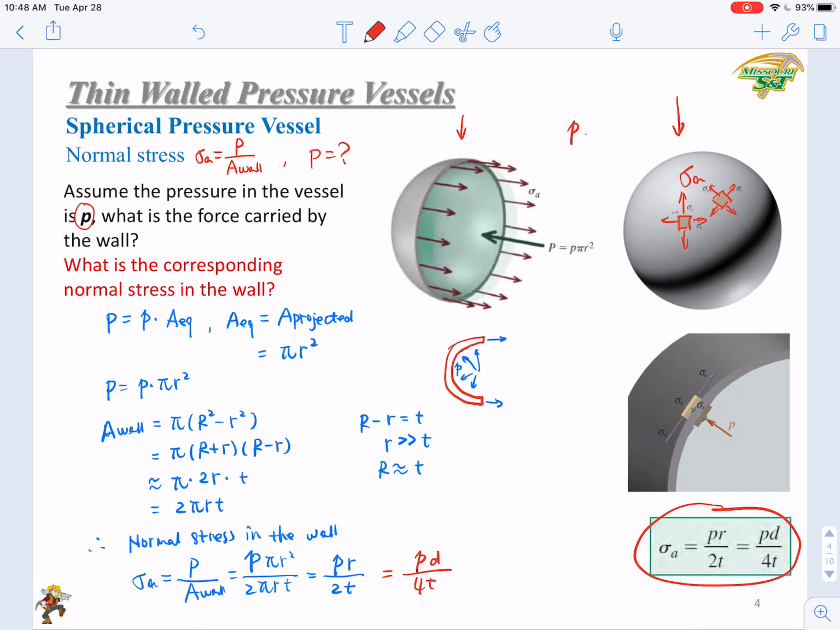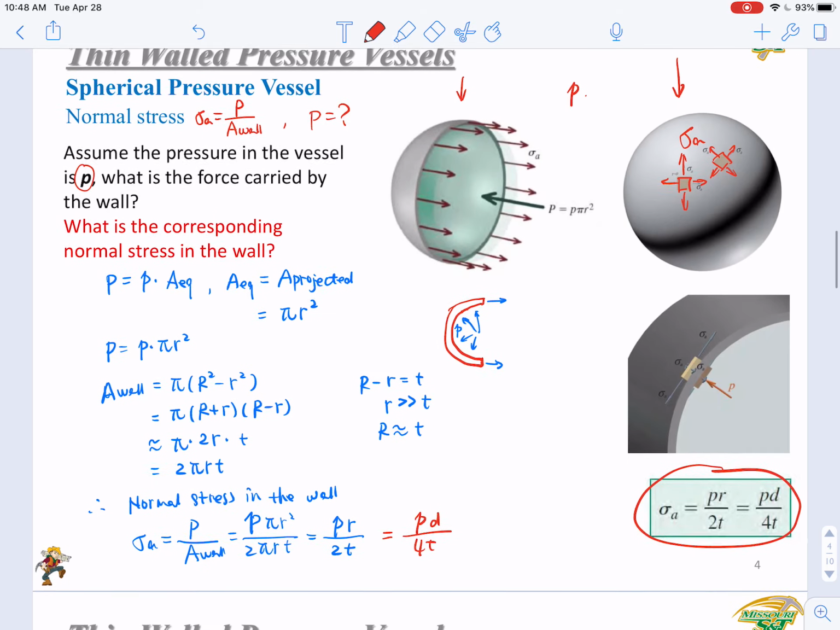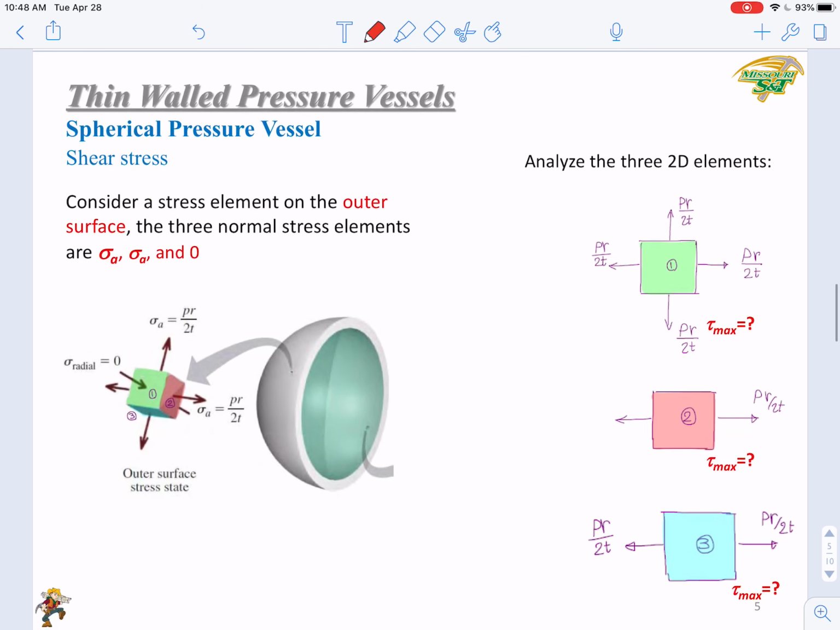So this is only the equation for normal stress. Then how about the shear stress? And how about the maximum shear stress in the thin wall? Here we need to divide it into two scenarios. The first scenario is on the outer surface, and the second is on the inner surface. They will be different because on the outer surface, the wall is not subjected to any pressure, but on the inner surface, it's subjected to a pressure of P.